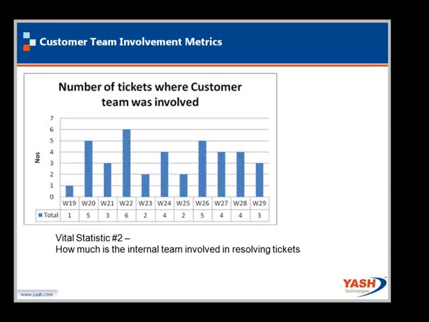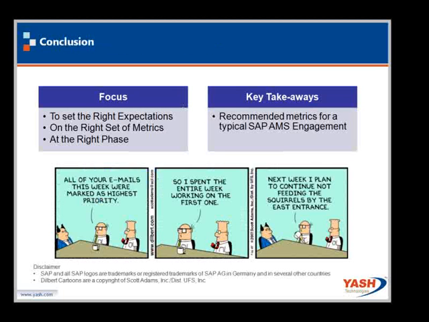In conclusion, the main thing that we want to talk about here is to focus on what you want to accomplish, and set the right expectations on the right set of metrics at the right phase, rather than having too many metrics that you want to zoom in on at every different stage. The metrics that we have shared are something that we would recommend, and you could take them away as a part of this presentation. I know this is being recorded, and this webinar is available on ASUG, so you could pull out some of this information from there.